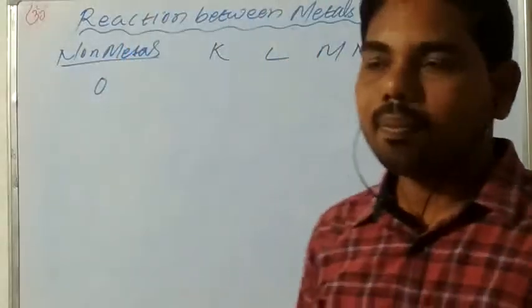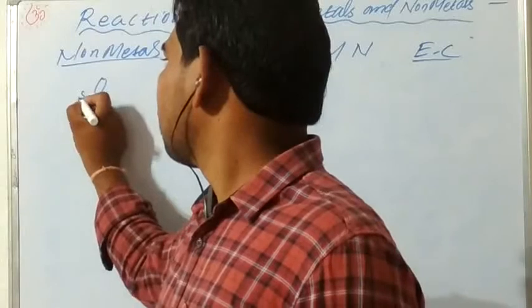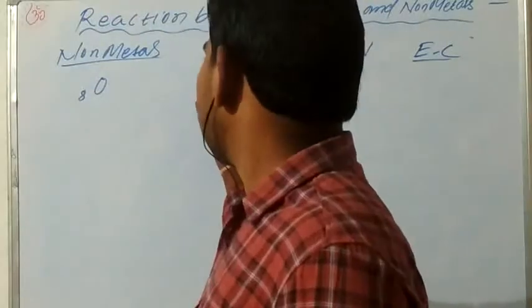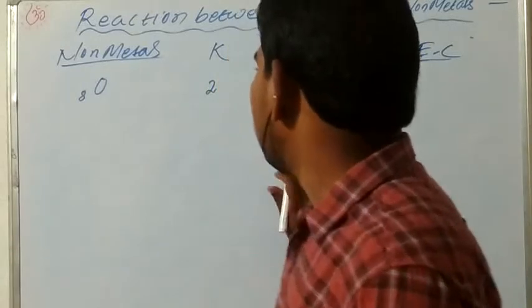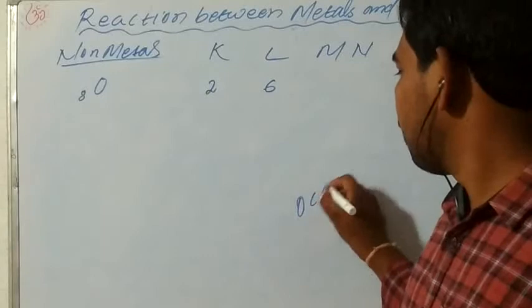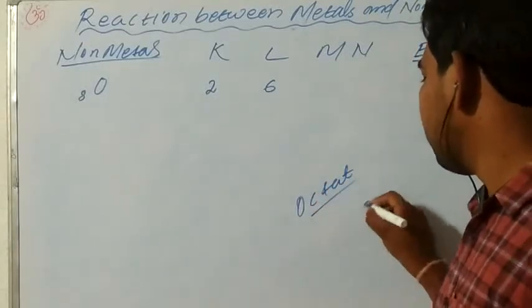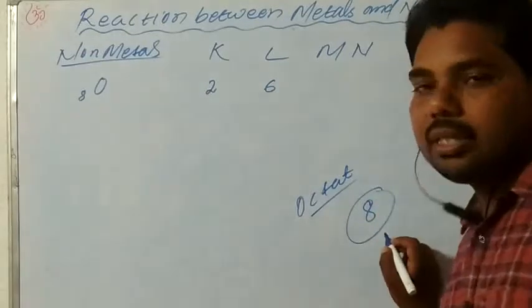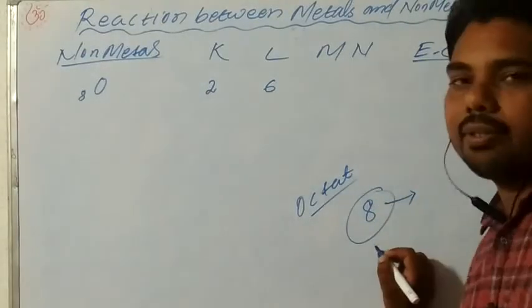Oxygen has 8 electrons: the first shell has 2, the second shell has 6. So how many electrons are needed to complete the octet? Octet means the outermost shell has 8 electrons. This is stable. Stable means the atom does not lose or gain electrons.